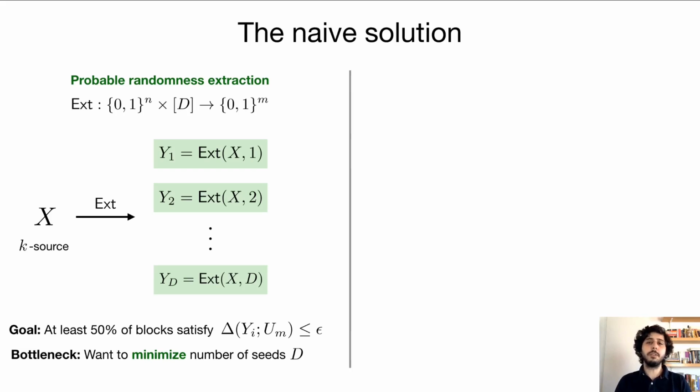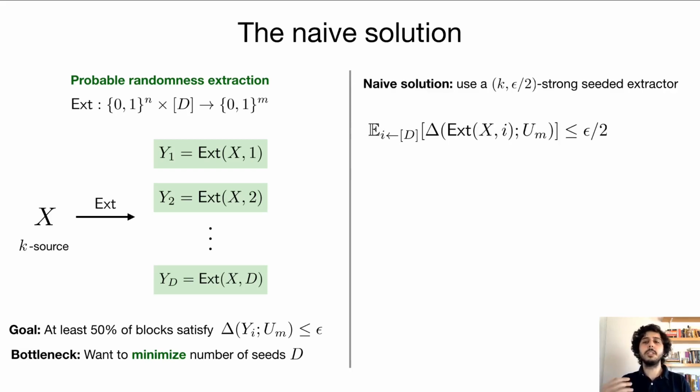Okay, so to begin with, let us discuss the naive solution for probable randomness extraction, which is actually used in all the previous works on multi-source extractors. And this naive solution is to just use a strong-seeded extractor, which is a special type of extractor with many applications in cryptography, for example, with the special property that for any k-source x, if we pick the seed at random, then the expected value of the statistical distance over the choice of the seed is small. And it is easy to see that this indeed solves our problem of probable randomness extraction.